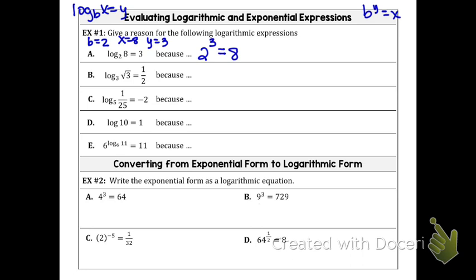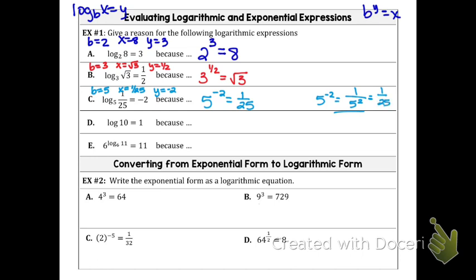B says that log base 3 of the square root of 3 is equal to 1/2. So we know that our base is 3, our x is the square root of 3, and our y is 1/2. So when I change that to exponential form, b to the y equals x. And remember, if you take the square root, that's the same as raising something to the 1/2. So that is true. All right, C, my base is 5, my x is 1 over 25, my y is negative 2. So we have b to the y equals x. And you can check that because you know that 5 to the negative 2 is a negative exponent, so we're going to send it to the bottom. And so that does give me the 1 over 25.